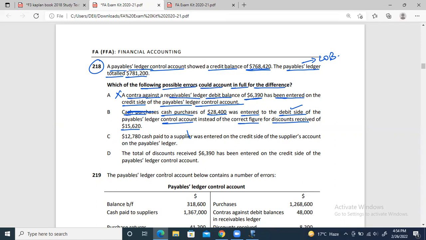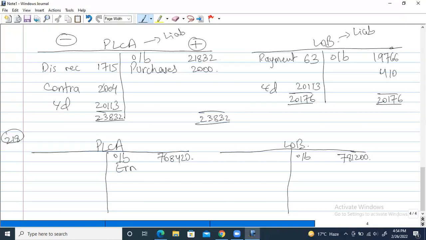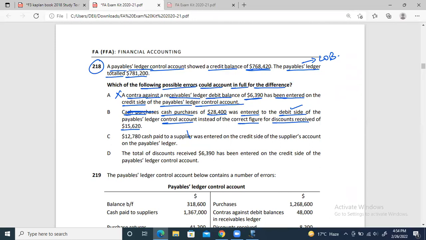So first of all, I'll do the error correction. I'll do credit. On the purchase ledger control account, there is cash paid on the debit side. Yes, exactly, the cash paid, but actually it has done this 28,400 wrong, right? It has entered it on the debit side. We have to first finish this off, because cash purchases are not part of the payables control account. We have to correct the errors over here.